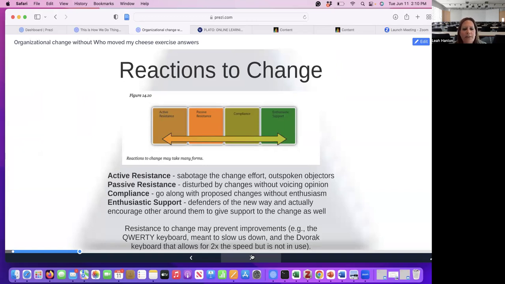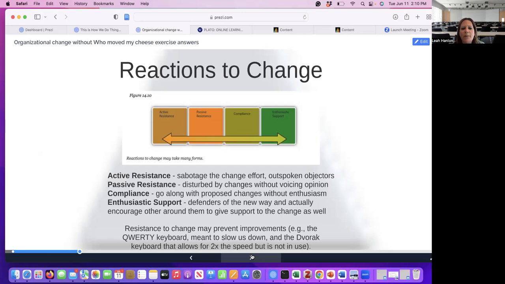In reactions to change, there's active resistance, passive resistance, compliance, and enthusiastic support. Obviously, as a manager, you prefer to have support. With active resistance, employees might sabotage the change effort and be outspoken about their objections. So they might say, I hate this change, or I don't agree with this, and be very vocal about it.